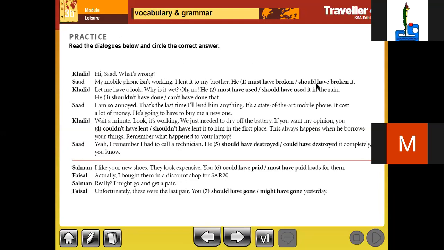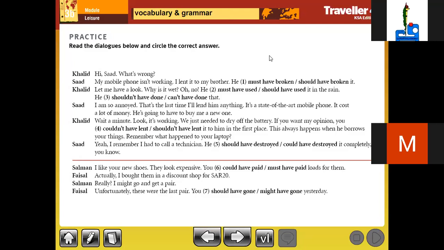Number one, read the dialogue below and circle the correct answer. We are to read the dialogue and we are to circle the correct answer. We have a dialogue between Khaled and Saad. Hi Saad, what's wrong? My mobile phone isn't working. I lent it to my brother. He must have broken or should have broken. Number one will be must have broken or should have broken.